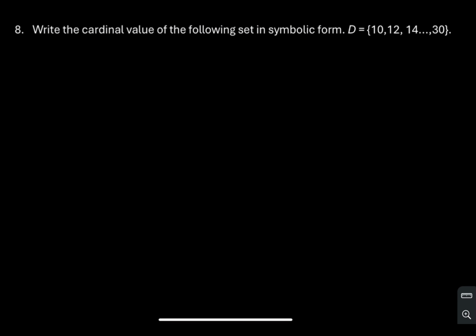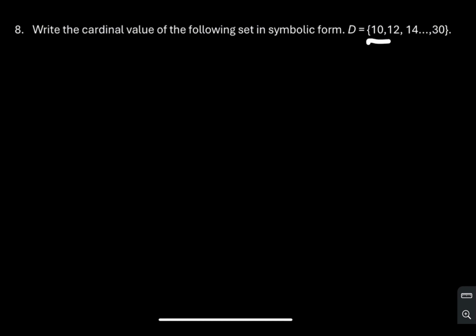So for this eighth problem, it says write the cardinal value of the following set in symbolic form. Set D is equal to 10, 12, 14, and then goes on to 30. If you notice, there's a pattern here. It starts at 10 and then it goes up 2, or just adds 2 to the number, and it keeps on adding 2. Or you can say that it starts at 10 and then reports even numbers all the way up till 30. However you decide to look at it. So we notice that we can see that pattern.